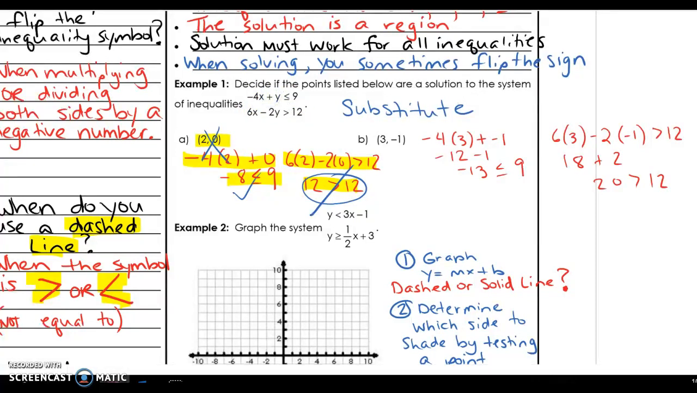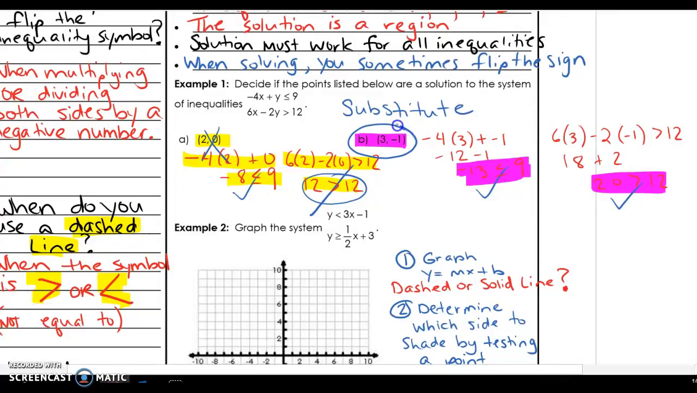Looking at the second ordered pair with an x value of 3 and a y value of negative 1, when you substitute into the first inequality, you get negative 13 is less than or equal to negative 9. Negative 13 is less than negative 9, so that is a true statement. When you substitute into the second inequality, you get 20 is greater than 12. That is also a true statement. So B, (3, negative 1), is a solution to the system of inequalities.